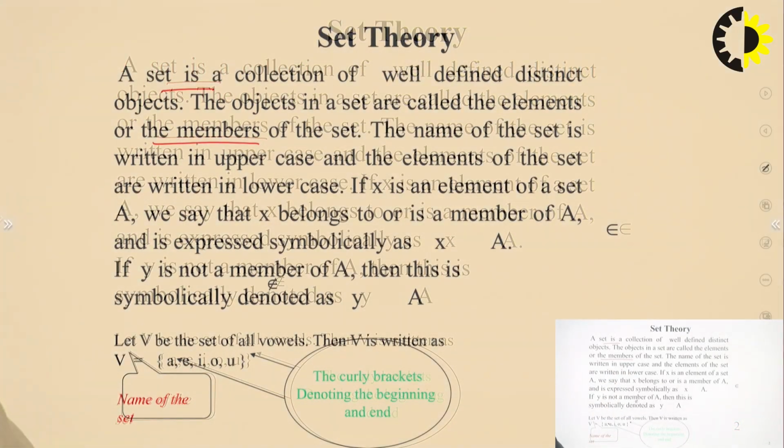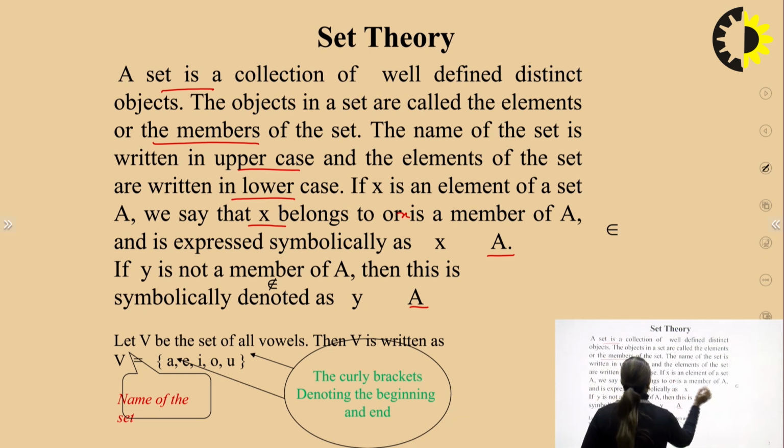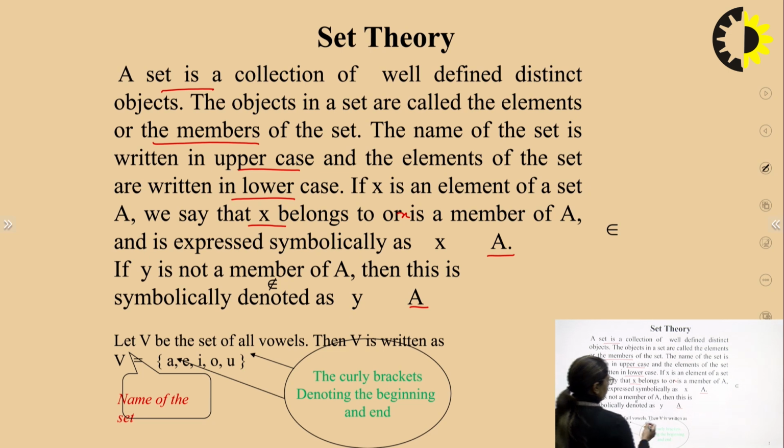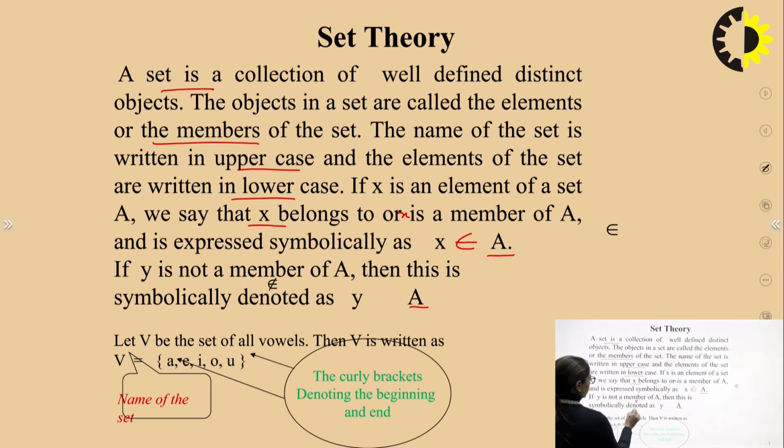The name of the set is written in uppercase, like A, this way, right? And the elements of the set are written in lowercase. If x is an element of the set A, we say that x belongs to A, or x is a member of A, and it is expressed symbolically as x ∈ A, right? If y is not a member of A, then this is symbolically denoted as y ∉ A.